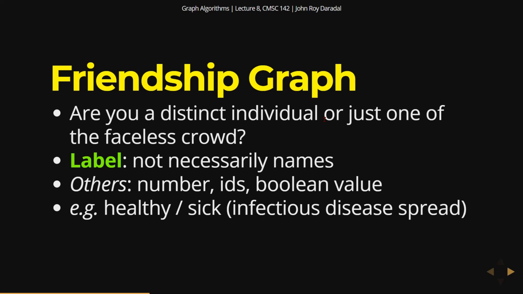Like for infectious disease spread modeling, for example contact tracing. If A has been in contact with B and B has been in contact with C, you don't need to know what their names are. You could just give them an ID and then give them a Boolean value whether they are healthy or not, and then you could already do something with that. So labels are not necessarily names. You could put whatever label is necessary in your graph problem. Okay, so that is the friendship graph.